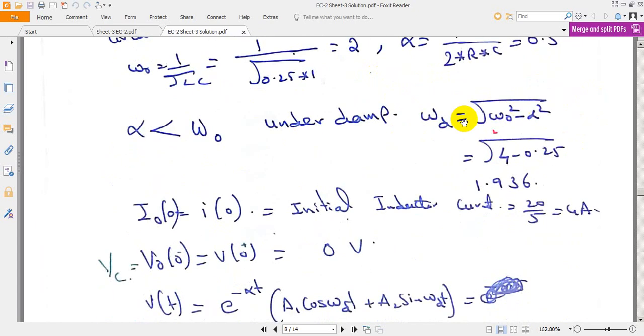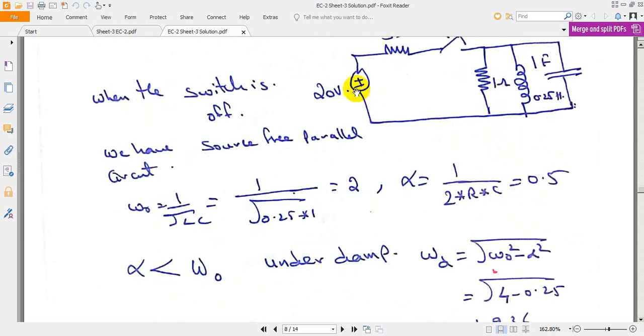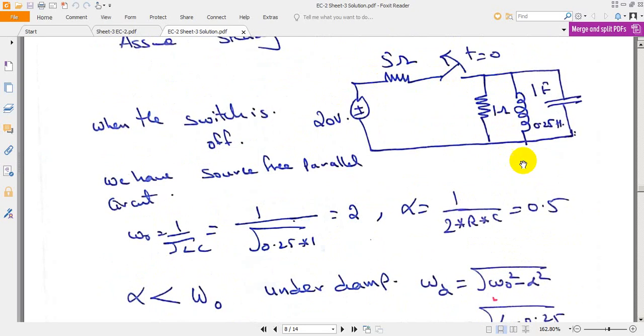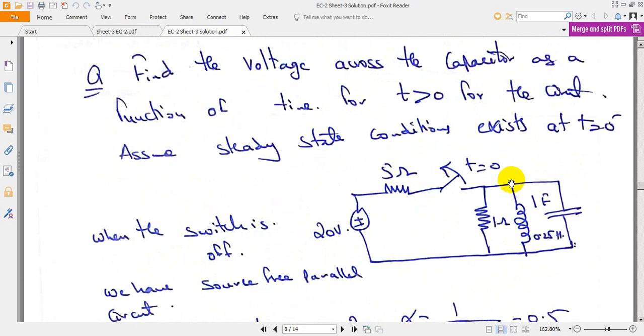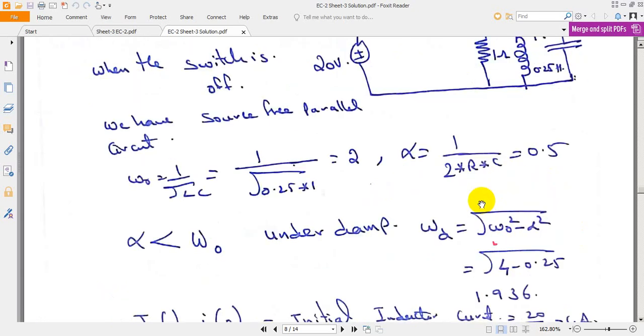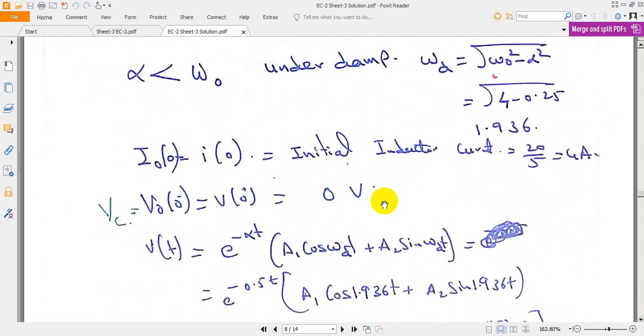It means before the switching operation, the current through the inductor, I naught of 0, or you can write IL of 0, is equal to the supply voltage 20 divided by 5, which is 4 amperes. The voltage across the capacitor is also 0. Why? As this is a short circuited point, the resistance is 0 here. Hence, the voltage at this point and this point will be the same. The voltage across the capacitor is also 0.